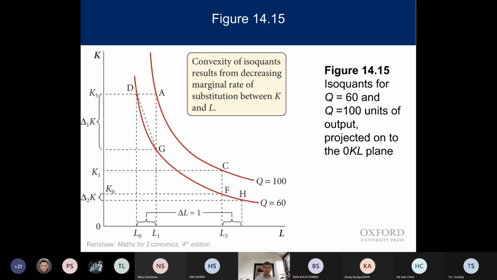K and L. So we know that the isoquant is a decreasing function, right? Because if you want to maintain the output level, if you increase one of the inputs, the other input must go down, right? So that's why if you plot the relationship of the isoquant in the KL plane, the curve should go down, right? It must go down.